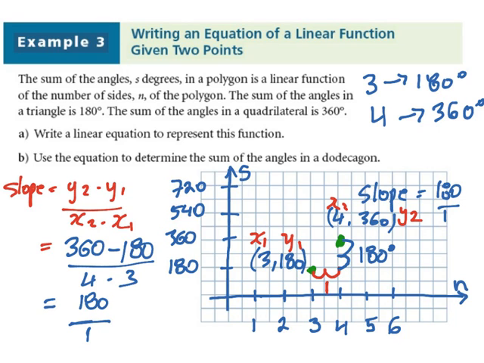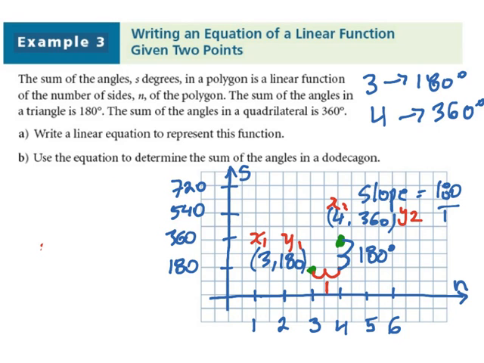Again, we're going to use the point slope formula. So y minus y1 equals m bracket x minus x1. And we're going to plug in one of the points, and I'm just going to pick this one. It doesn't matter which one you choose, as long as that point lies on this line.